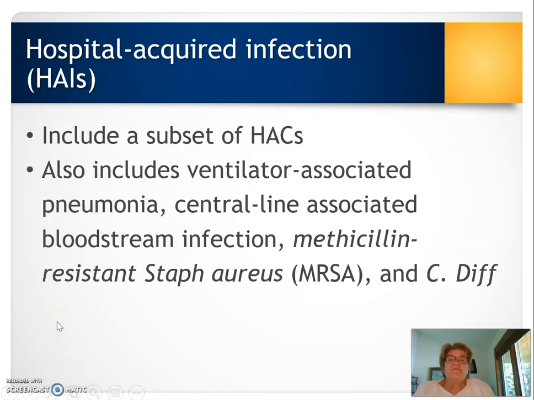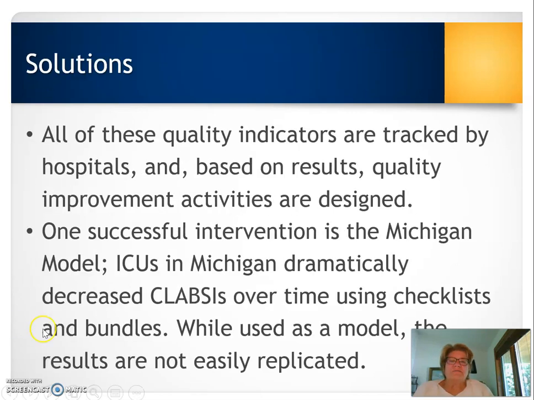Hospital-acquired infections are a subset of HACs, and they also include ventilator-associated pneumonia, central line-associated bloodstream infection, methicillin-resistant Staphylococcus aureus, MRSA, and C. diff. So that's another bucket of things. It also can be something that isn't formally tracked through this. Every now and then you'll have an outbreak of hospital-acquired infections that aren't on this list. And of course, you would track that as a nosocomial infection.